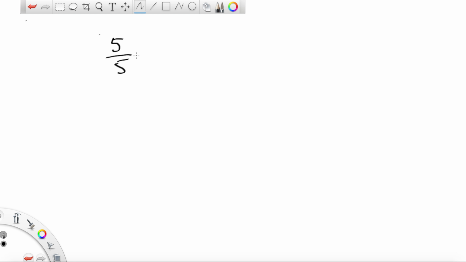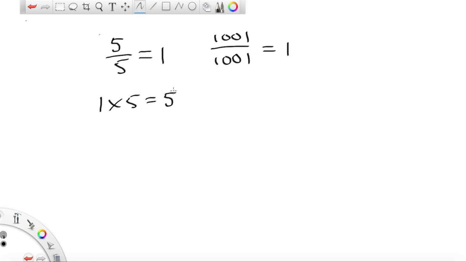First thing you got to understand is that one number divided by the same number will always equal 1. Doesn't matter what that number is, it could be 1001 over 1001. The answer will always be 1. The second idea is that if you times a number by 1, it's not going to change. It's going to be the same number. So 1 times 1001 is still 1001.